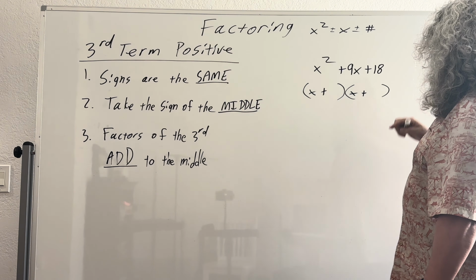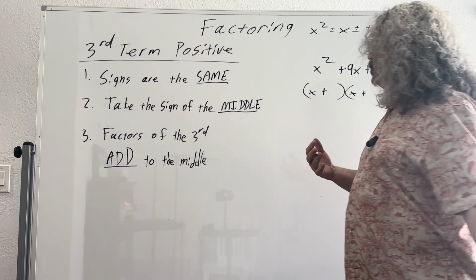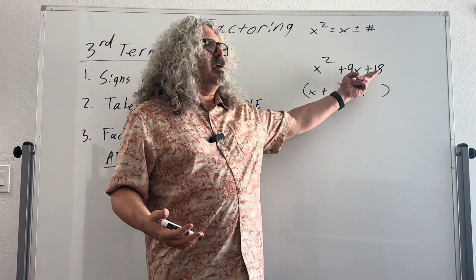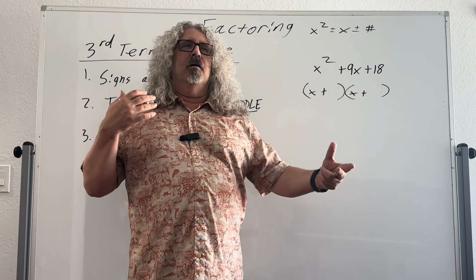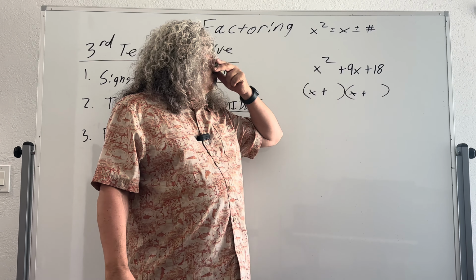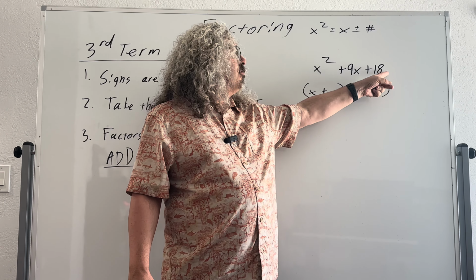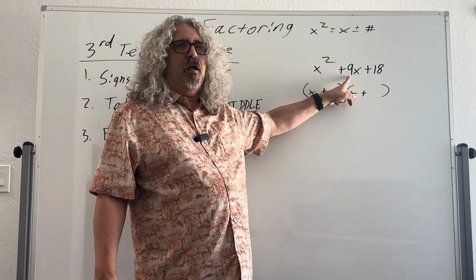There are a few ways to find factors. Hopefully you know your multiplication table so well that you can just look at this 18 and go, okay, 9 and 2, well, what's 9 plus 2? Well, it's not 9, that's 11. Okay, 6 and 3, hey, that's it. 6 times 3 is 18. 6 plus 3 is 9, so that's it.